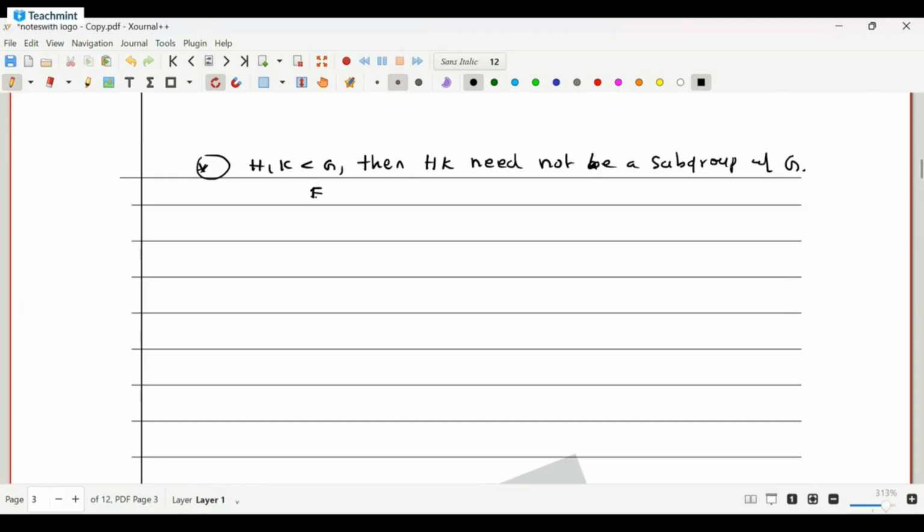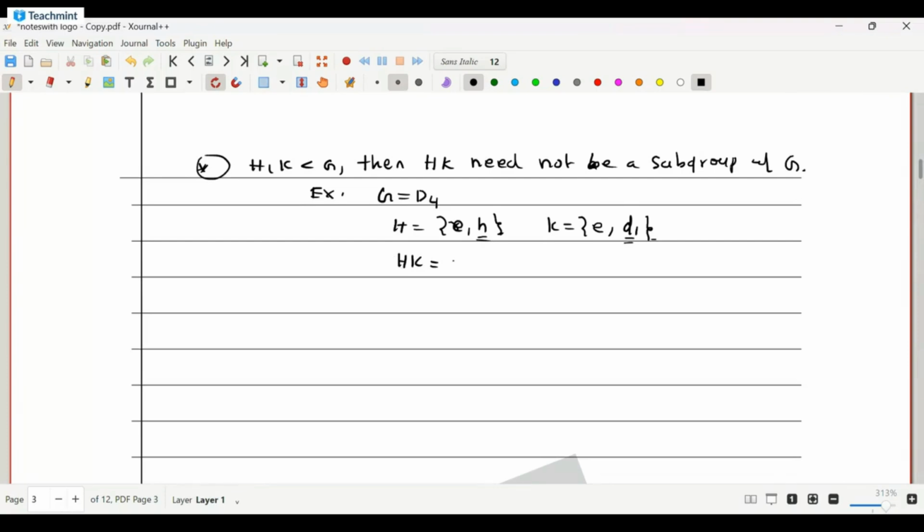Example, G is equal to D4 and H is equal to identity element with horizontal reflection, and K is equal to identity, that means rotation 0, identity, with diagonal reflection D1. These two are subgroups of G. The order of this is 2, the order of this is 2. So each is self inverse along with identity. So it forms a subgroup of order 2.